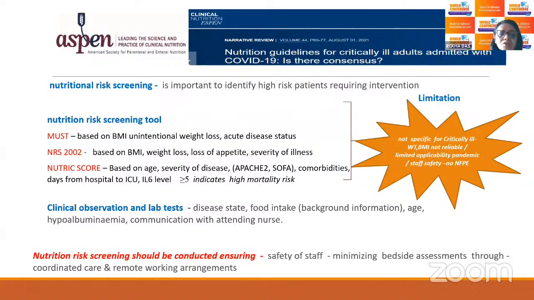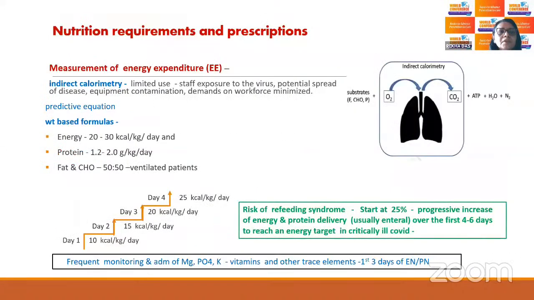Nutritional screening should be conducted, ensuring the staff safety, minimizing bedside assessment through coordinated care and remote working arrangement. That should be the bottom line when doing a nutritional screening or assessment. Calculation of nutritional requirement normally is done by measurement of energy expenditure like the indirect calorimetry. But in COVID, this has a limited use because to limit the staff exposure to virus, the potential spread of the disease, equipment contamination, and to minimize the workforce demand.